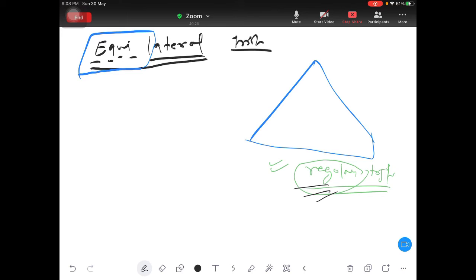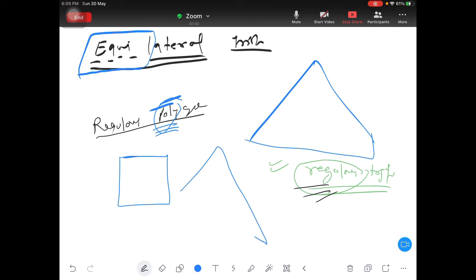So there is something called a regular polygon. Regular polygon means whatever number of sides you have, 4 or 5, or suppose this is the polygon, but the sides are not the same, so you cannot call this a regular polygon. But if all the sides are the same, then you call it a regular polygon.